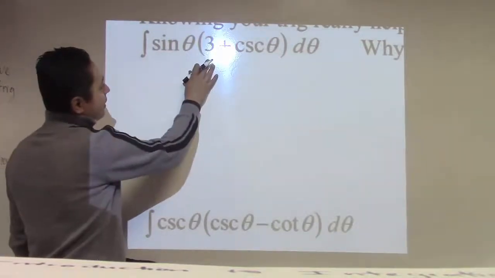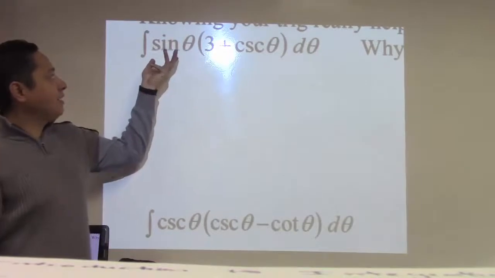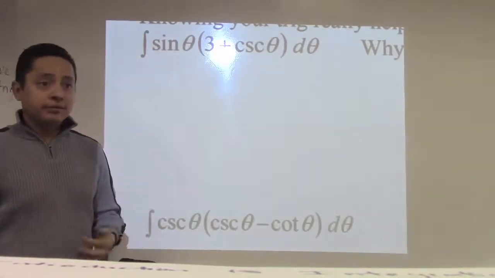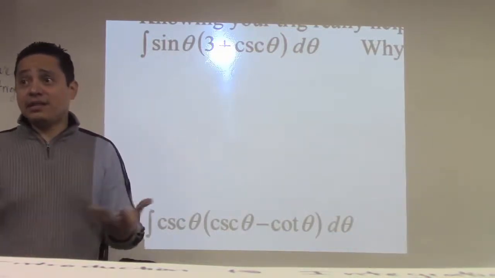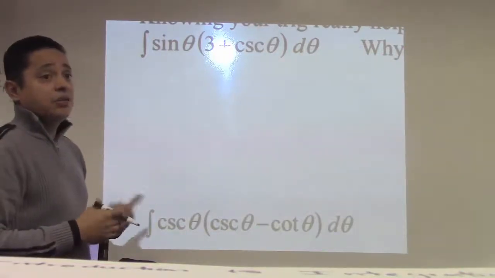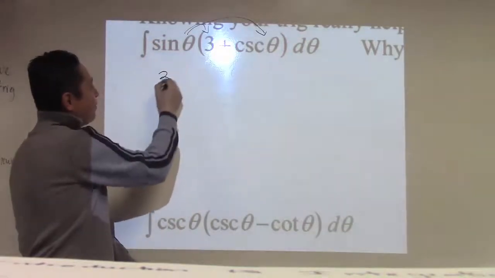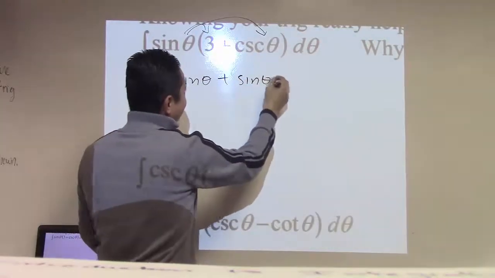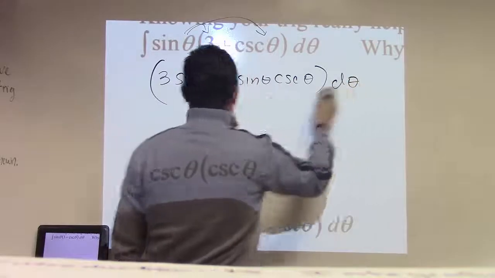All right. Here, do not try to start taking the antiderivative of each term right here because this is a product. So we still don't know how to do antiderivatives of something that is a product. So what we can do here is we can simplify this. We can do the distributive property and then go from there. Distributive property, 3 sine theta plus sine theta cosecant theta d theta.